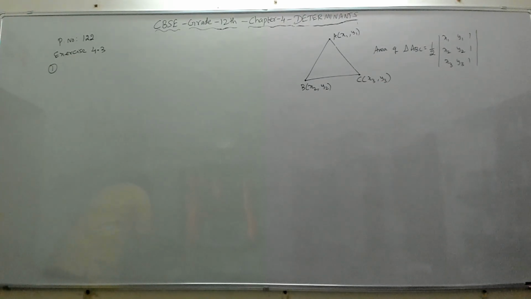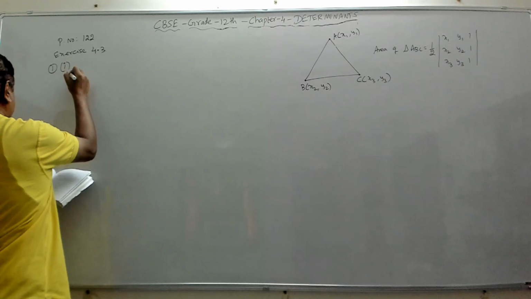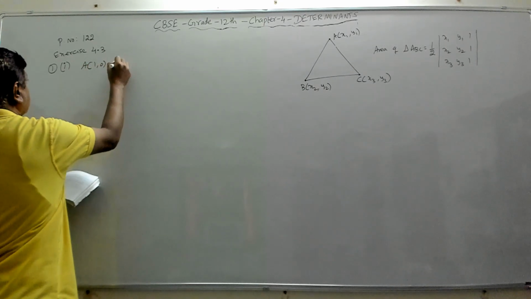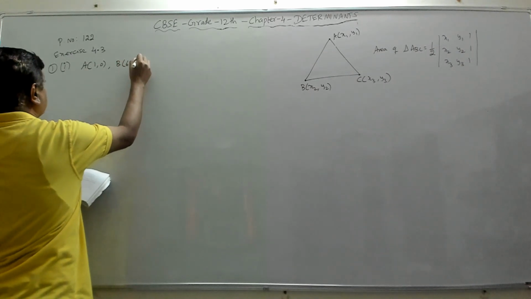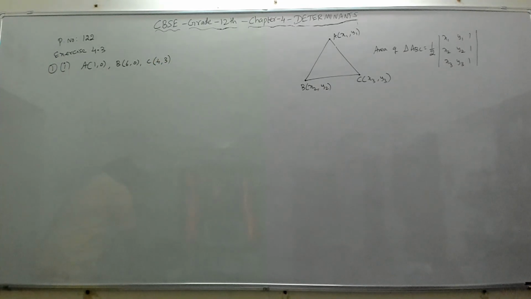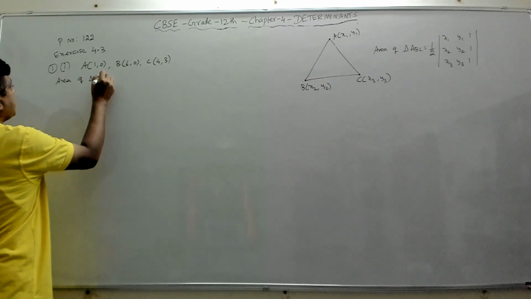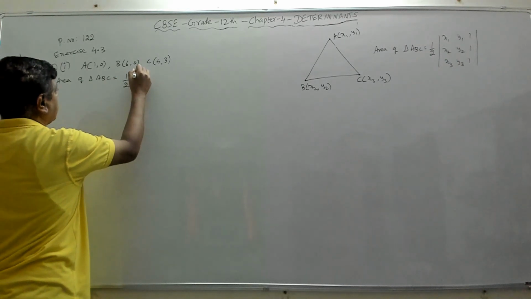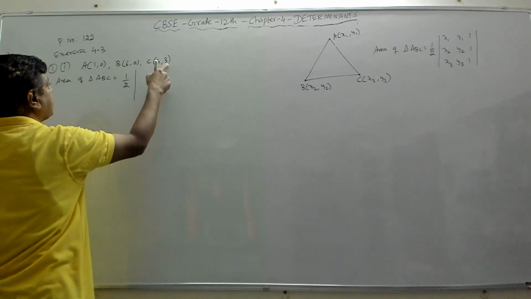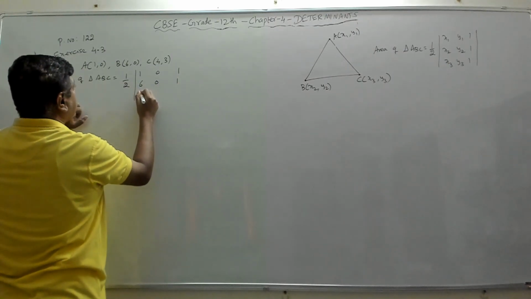I will do the first subdivision. First problem, first subdivision. We have to find the area of the triangle whose points are given. A is 1 comma 0, B is 6 comma 0 and C is 4 comma 3. Now what is the area of the triangle ABC? It is given by half of the determinant, using the formula: x1 y1 1, x2 y2 1, x3 y3 1.